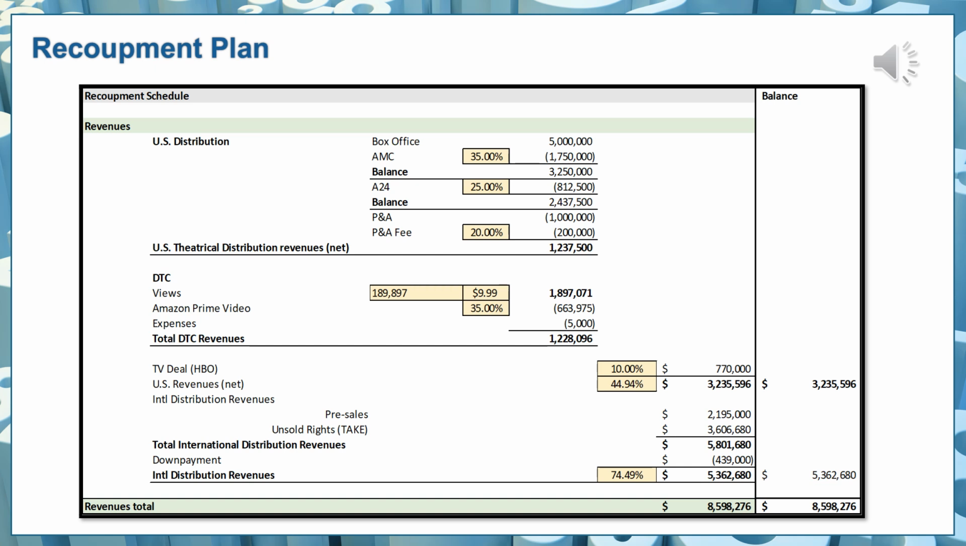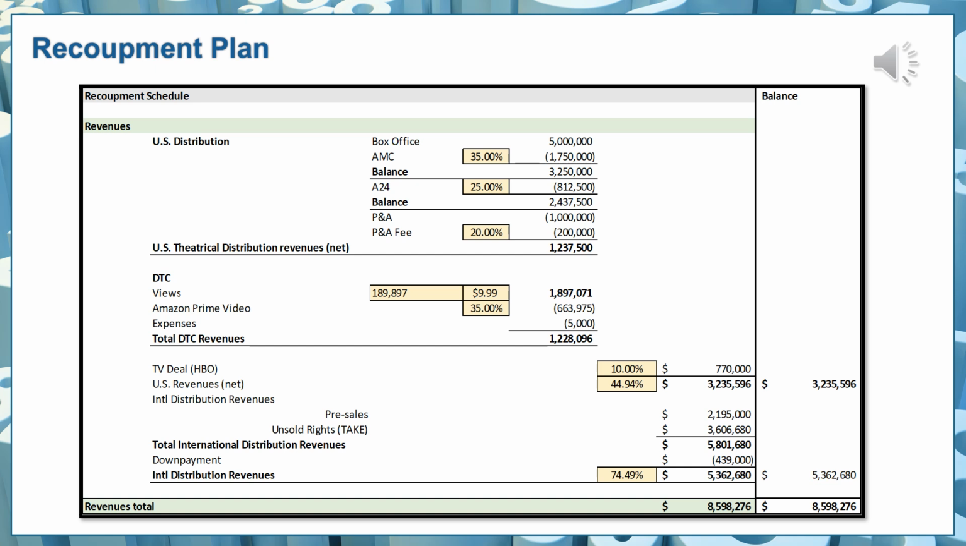We did a direct-to-consumer placement deal with Amazon Prime. We had downloads and views of 189,897. That happened with a price tag of $9.99 per download, getting us $1,897,071. The Amazon Prime fee on that is 35%, so $663,975 is deducted. There's also some expenses in connection with this release of $5,000, so we are left with $1,228,96 for the direct-to-consumer platform release of our film.